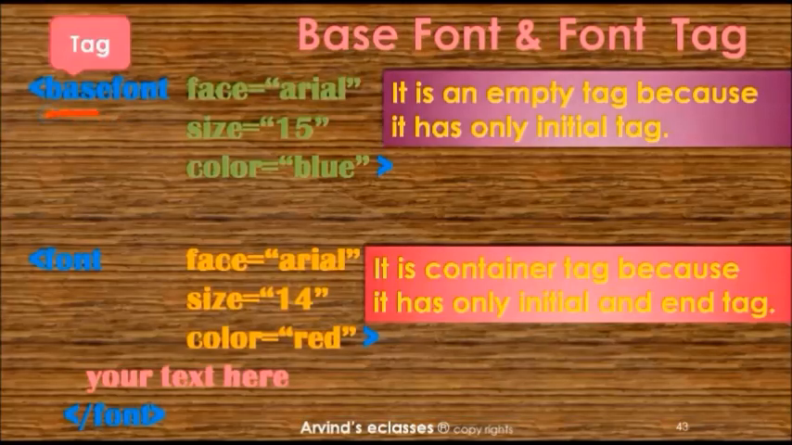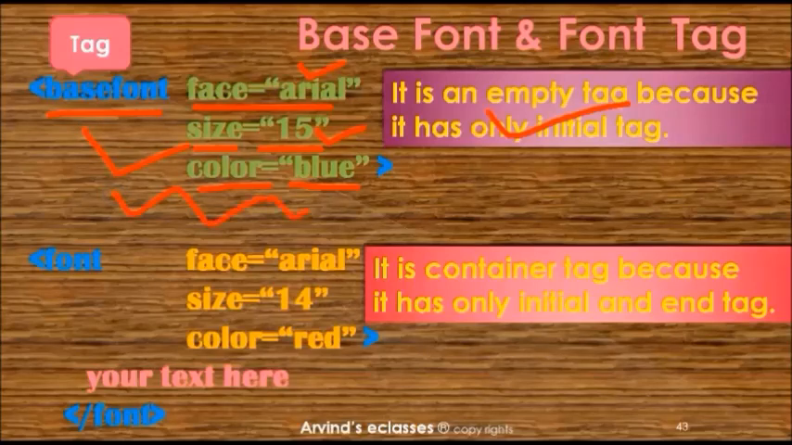So this is your base font, and these three are its attributes. First one is face, where we set the font style. Second one is your size, and here we set your font size, like 15, 16, 17. As we increase the number, its size also increases in the same proportion. Third one is color, and here we write the color name. And one thing is very important: it is an empty tag because it has only an initial tag. See, there is no end tag.